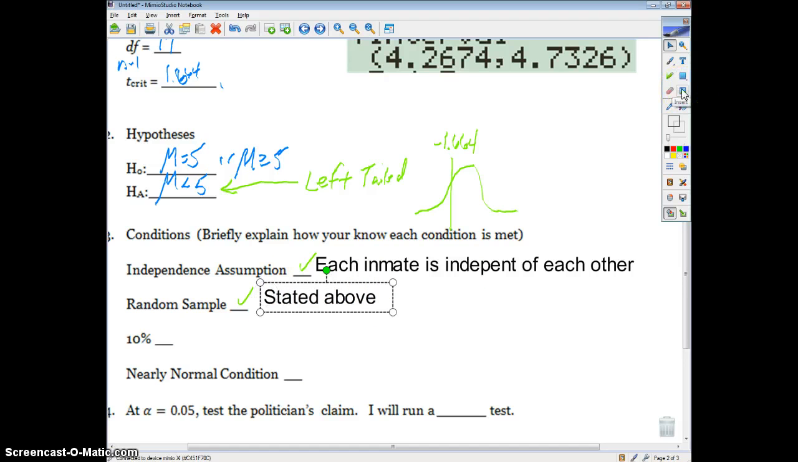Okay, now the 10% condition. Again, yes, 80 is less than 10% of all car thieves. And the nearly normal condition, again, it's stated there that the data is approximately symmetric. That's good enough.